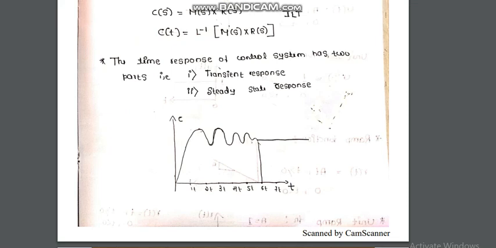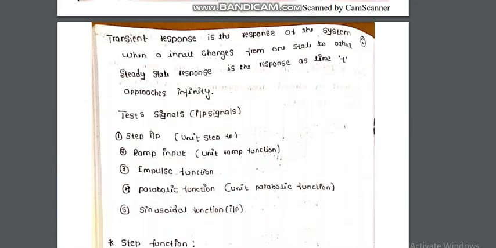Till when it goes to 0, from the beginning, from t equal to 0 to infinity, it is a transient response, and the remaining part is the steady state response. The transient response is the response of the system when the input changes from one state to another, and the steady state response is the response at a time t approaches infinity.